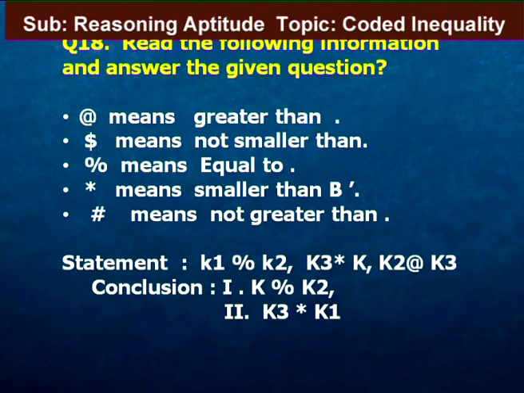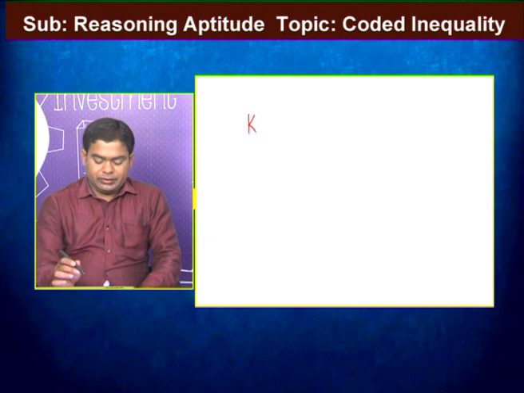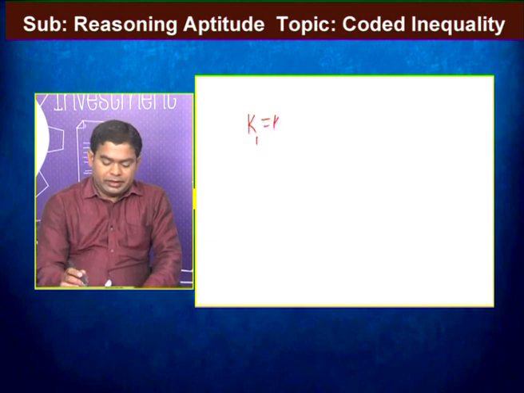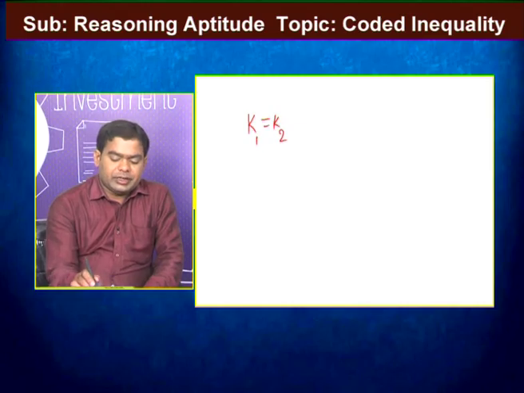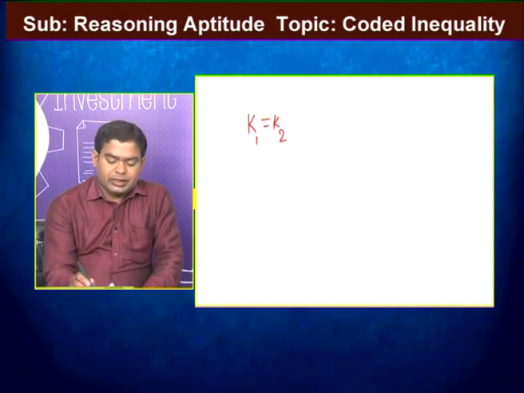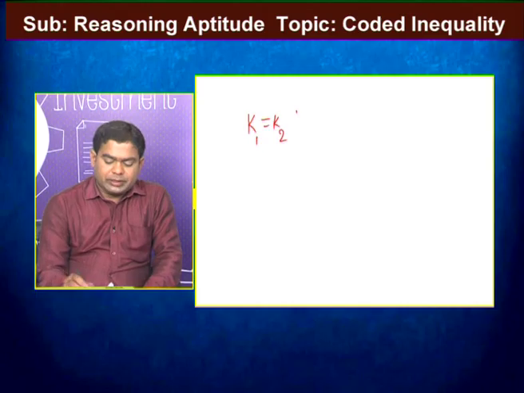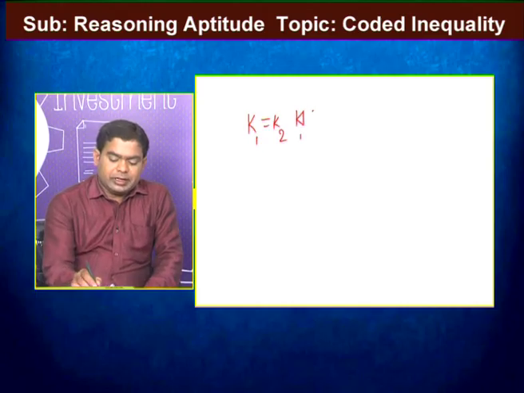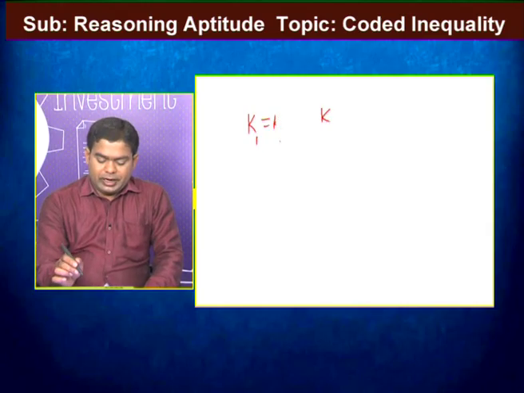The next question is K1 percentage K, K3 star K, K2 at the rate K3. So here the conclusions are K percentage K2 and K3 star K1. So first of all, we apply the inequalities for the given question. Here the statement is K1 percentage K. Here percentage is denoted equal. That means K1 equal to K.